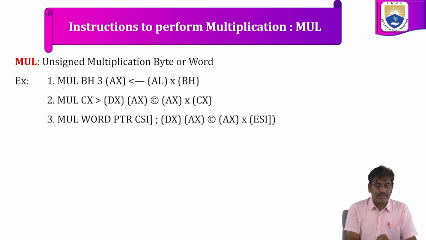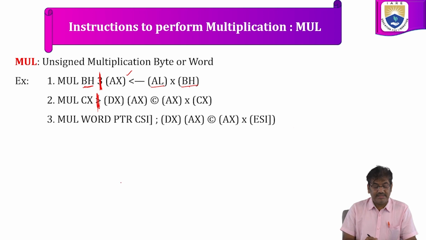So, example, MUL BH, which implies here BH is an 8-bit register. So the BH register contents will be multiplied with the AL register contents. The result we can see in the AX register, which is 16-bit in size.